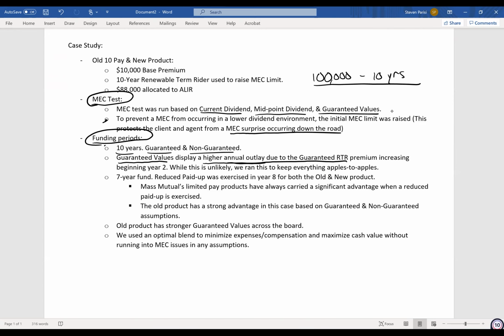And why it's higher is due to the term cost increasing beginning year 2, only based on the guarantees.